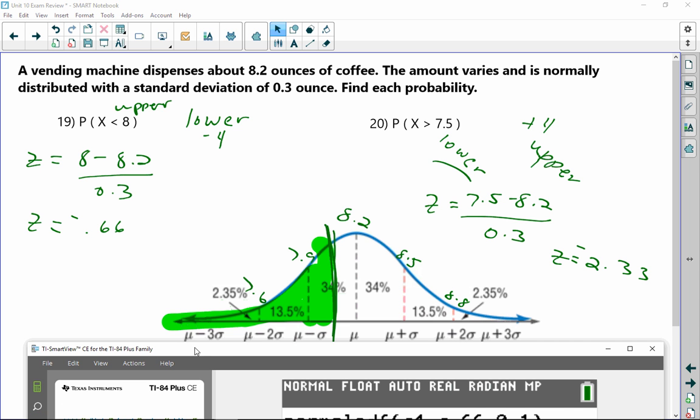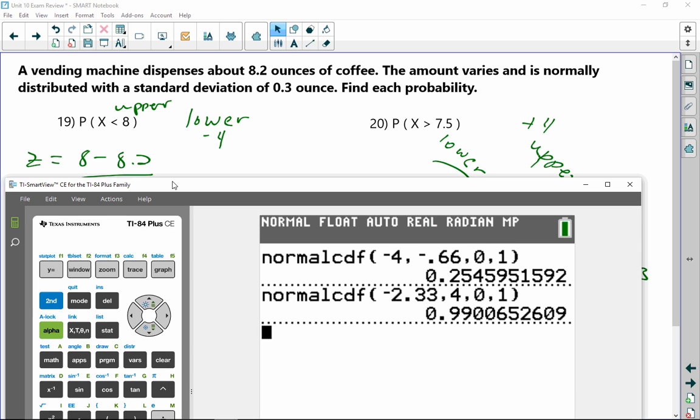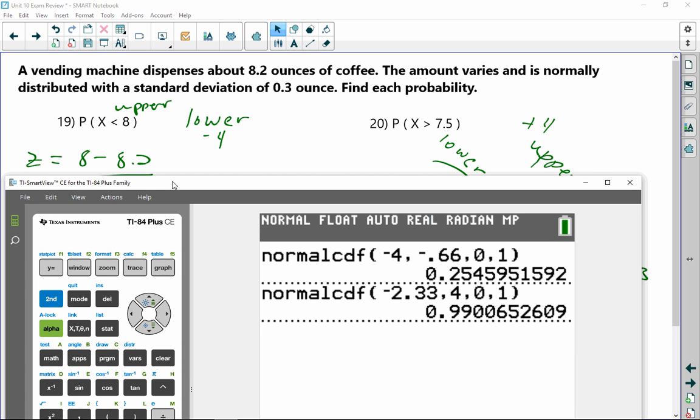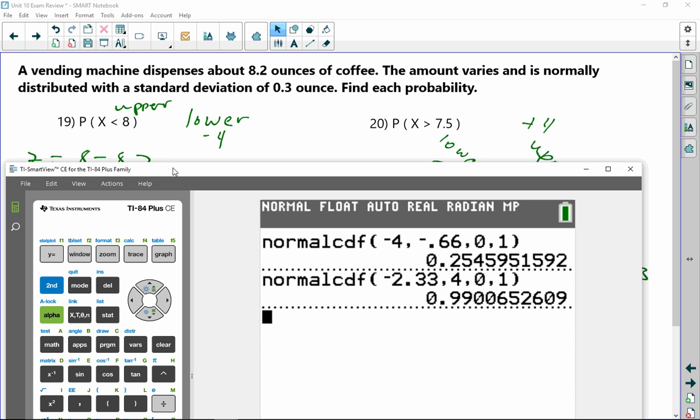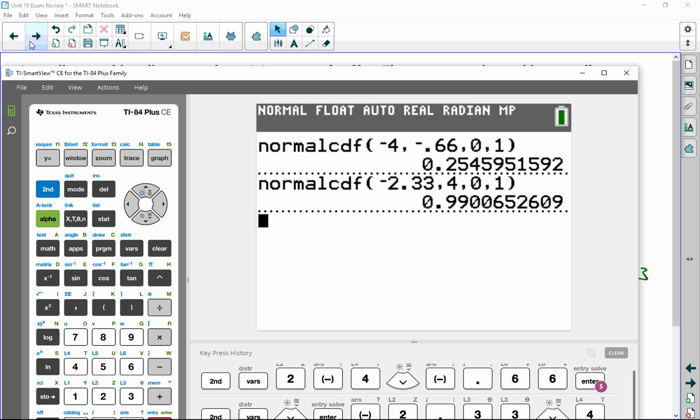What's the P stand for? Like, on where it says the number. Probability. P stands for probability. That's a percentage.